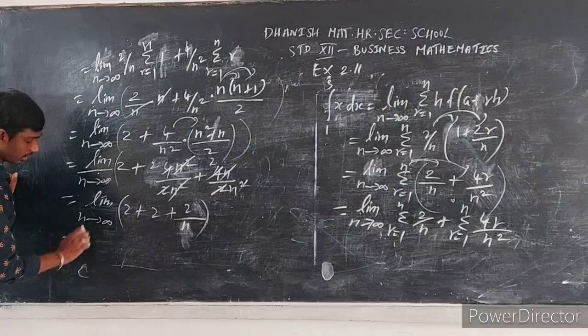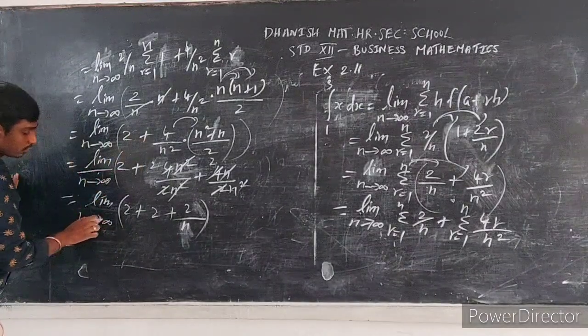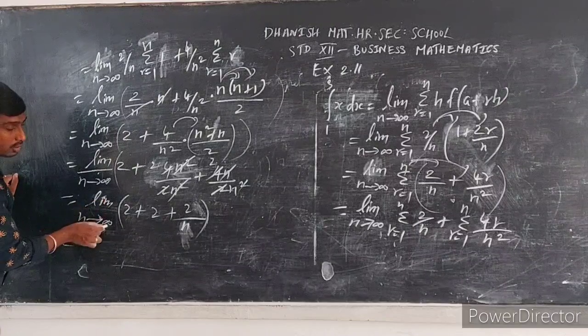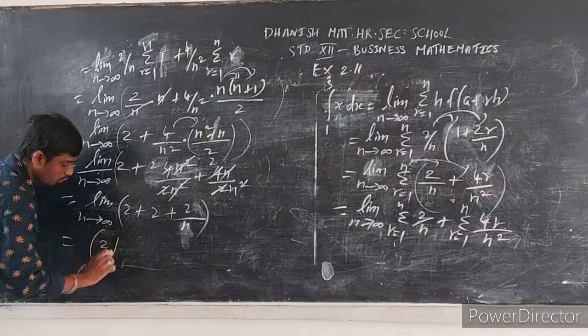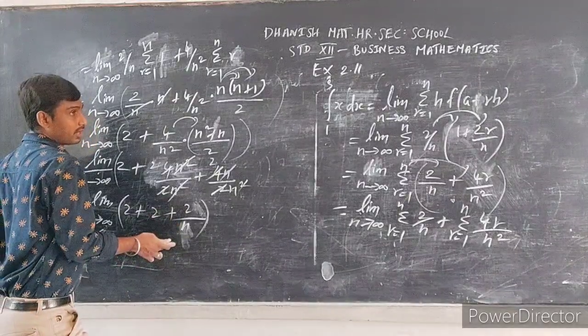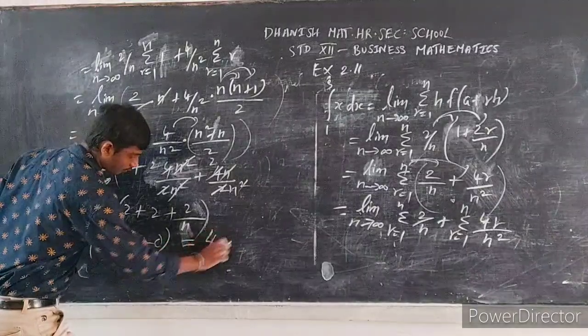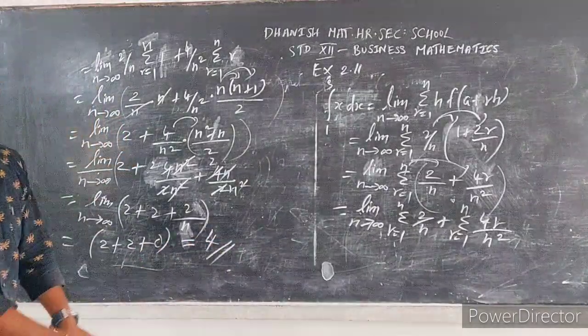Let's substitute the n value. n tends to infinity. What's the limit here? n tends to infinity. Now I am going to substitute this one. 2 plus 2 plus 1 divided by infinity, that will be 0. So what is the remaining value? That will be 4.